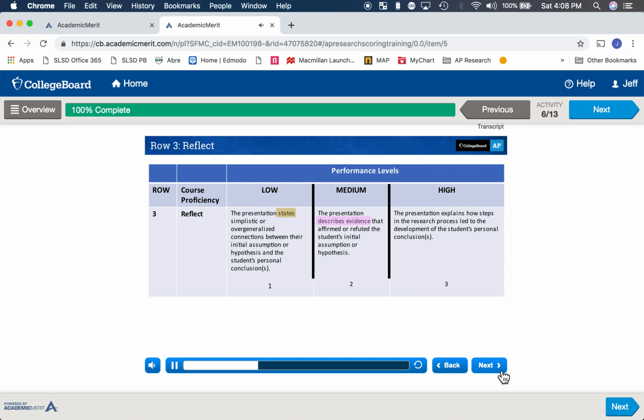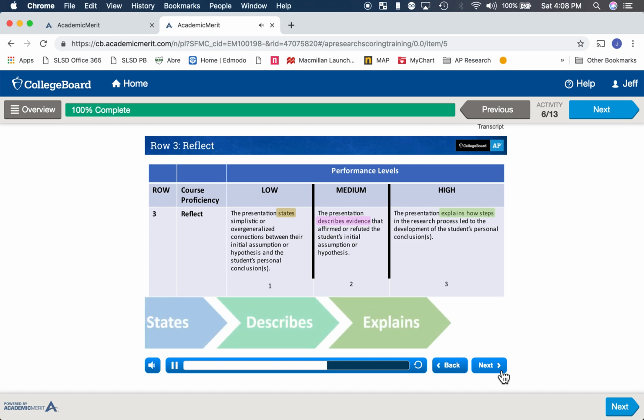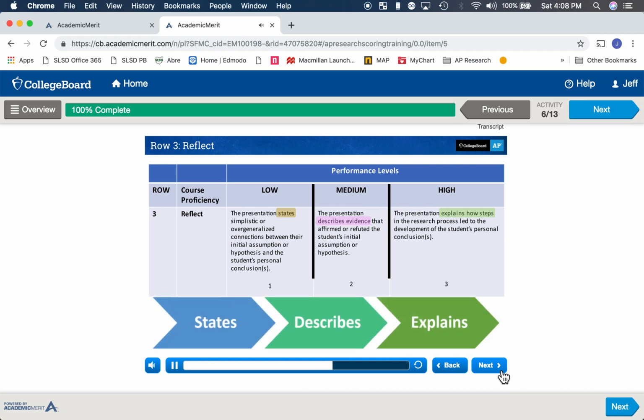In order for the presentation to cross over into the high column, in addition to describing evidence that supported or refuted their initial assumptions, it must explain how the steps in their research process led to this support or overturn of their initial thoughts on the subject. For example, my initial thoughts were X, so I decided to engage in a phenomenological study of ABC, and after reviewing the results of my observations and uncovering the following themes, I realized my initial assumptions were way off the mark as to what was really happening with ABC. So, in effect, the verbs for low, medium, and high columns are states, describes, and explains.